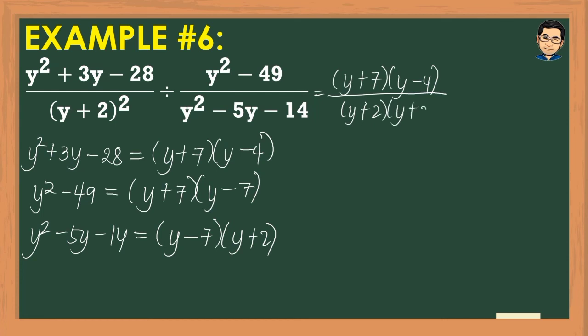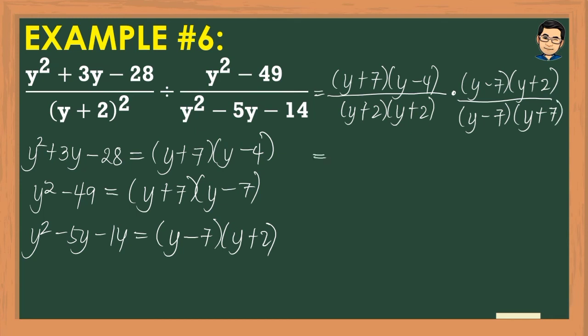So, yung y plus 2 quantity squared, pwede na po natin express na ganyan. And then, the reciprocal of the divisor, y minus 7, y plus 2 all over y minus 7, y plus 7. So, next step po, kakancel na po tayo ng mga common terms. Y plus 7, y plus 7, y minus 7, y minus 7, y plus 2, tsaka y plus 2. Okay, so yung mga natirang terms po natin, factors, that is y minus 4 all over y plus 2. So this will be our final answer.